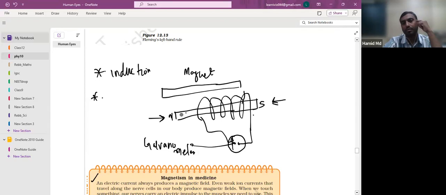Moving of the magnet. If we have a coil and we bring a magnet with some speed to and fro, then we see that there is deflection in the galvanometer. It means that we are getting electric current, or a potential is being generated. Such a phenomenon is called induction. Clear?